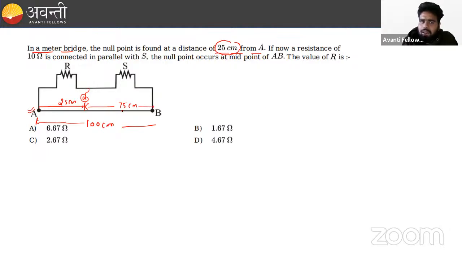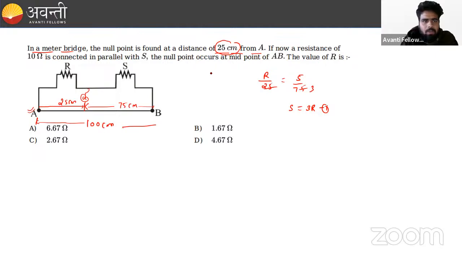So what we can write down about the information given in the first condition, R upon 25 and S upon 75. Am I correct, guys? So using this information, we can say, what is the value of S here? We can say the value of S equals 3R. Say this is equation number 1.